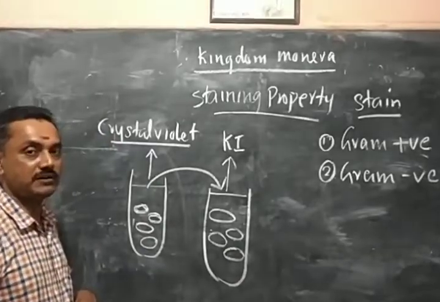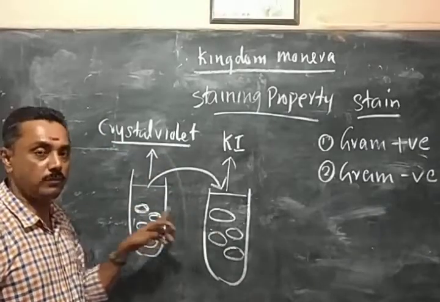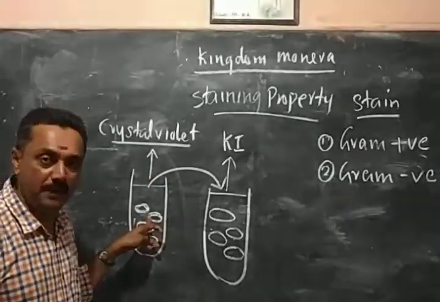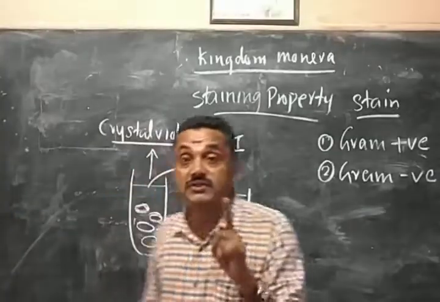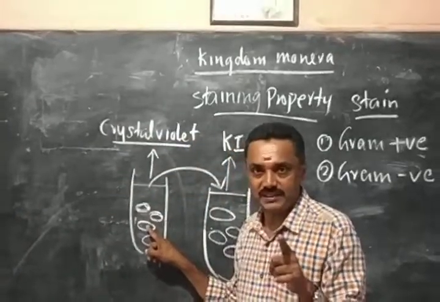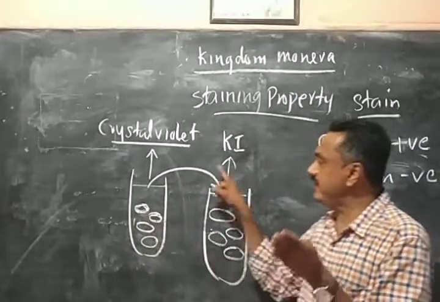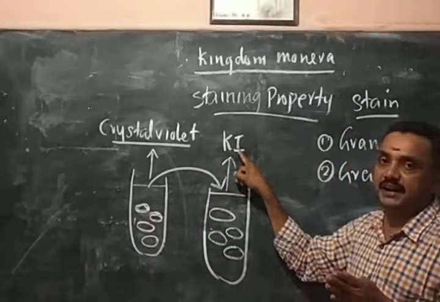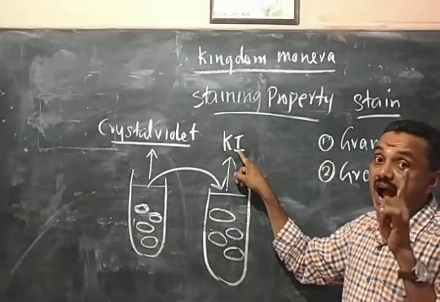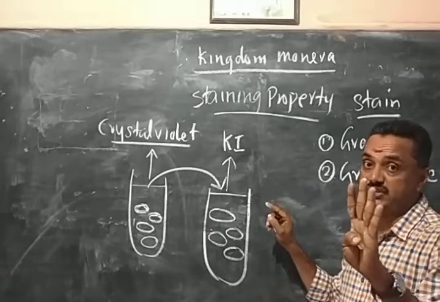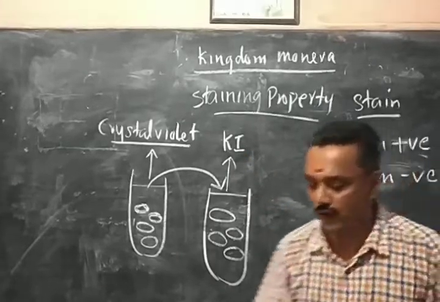So what is the color of the bacteria? Violet color. The bacteria is put in crystal violet for 5 minutes, and the bacteria become which color? Violet color. Then after, we are taking the bacteria and putting it in potassium iodide solution for 5 minutes.